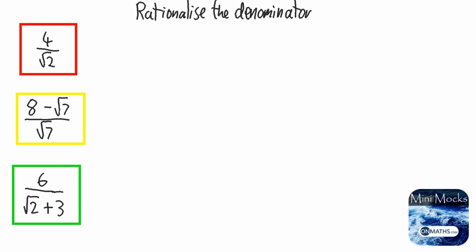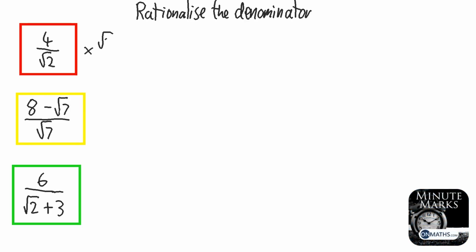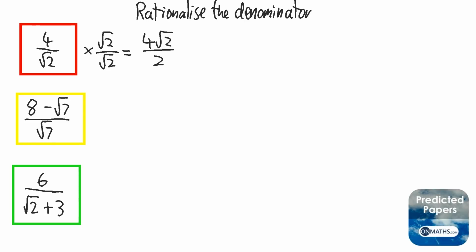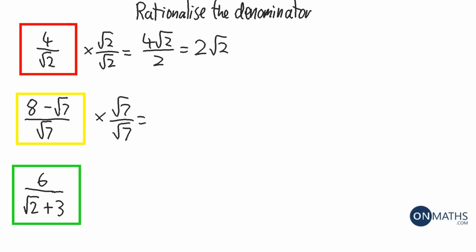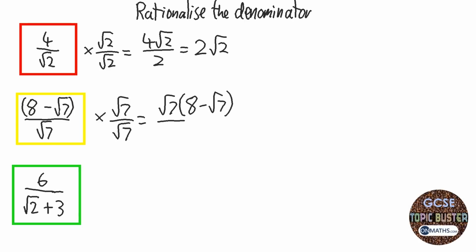Okay, so I'm going to times top and bottom by root 2 for this question. So we end up with 4 root 2 over 2. Now some of you might notice that you can divide top and bottom by 2 here, so we're just left with 2 root 2. Okay, this next one we're going to times top and bottom by root 7, and we're going to put brackets around the numerator. So it becomes root 7 brackets 8 minus root 7 over 7.